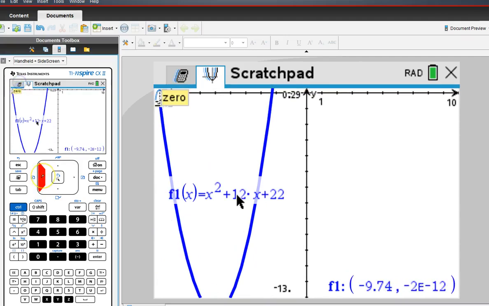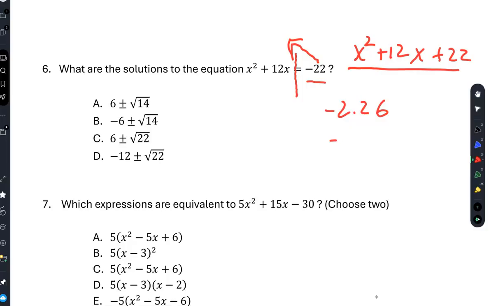Notice I did not want my vertex. I wanted my 0, -9.74. Now then, we got to type these in, and one of them's going to work, okay?